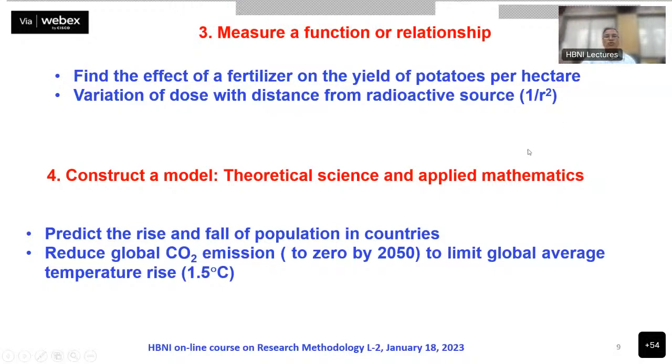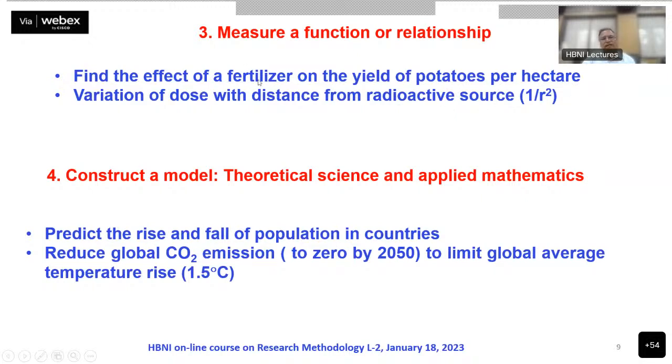Yeah. So this is another very common type of research that one does in the laboratory. You measure a function or a relationship. Many of you may be working in this particular type of research. For example, find the effect of a fertilizer on the yield of potato per hectare. So how many, like this many, 1,000, 1 ton per hectare, no? So it is a number, and you have how much fertilizer you add.